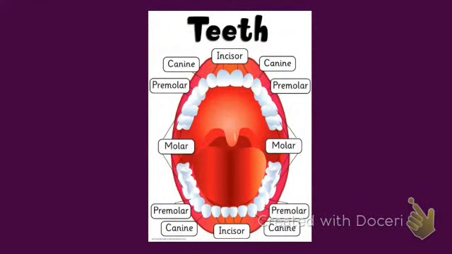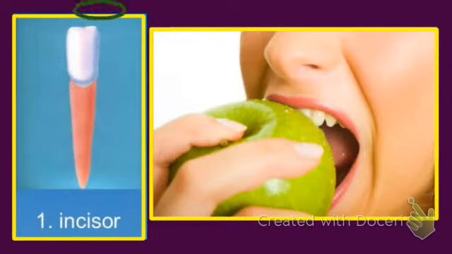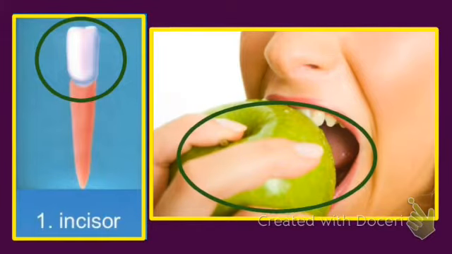There are 4 different types of teeth. Let us see what they are: incisors, canine, premolars and molars. Incisors are chisel shaped to shovel the food inward. They are used to cut or bite the food.